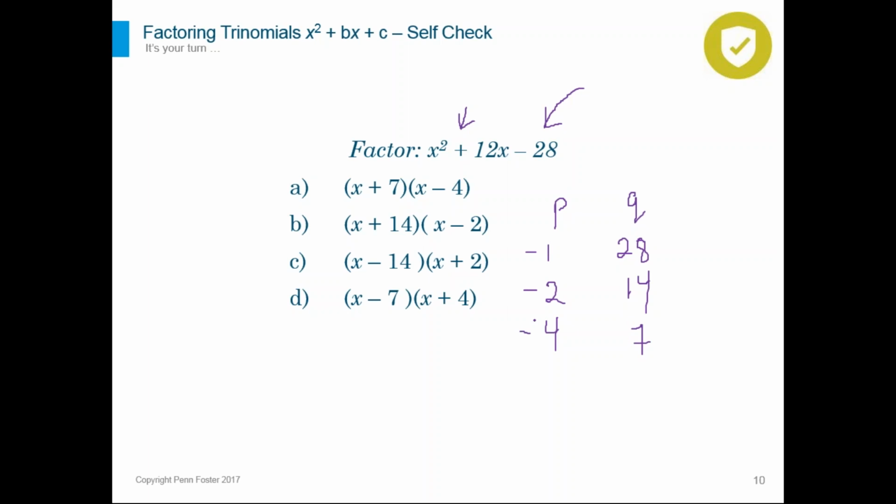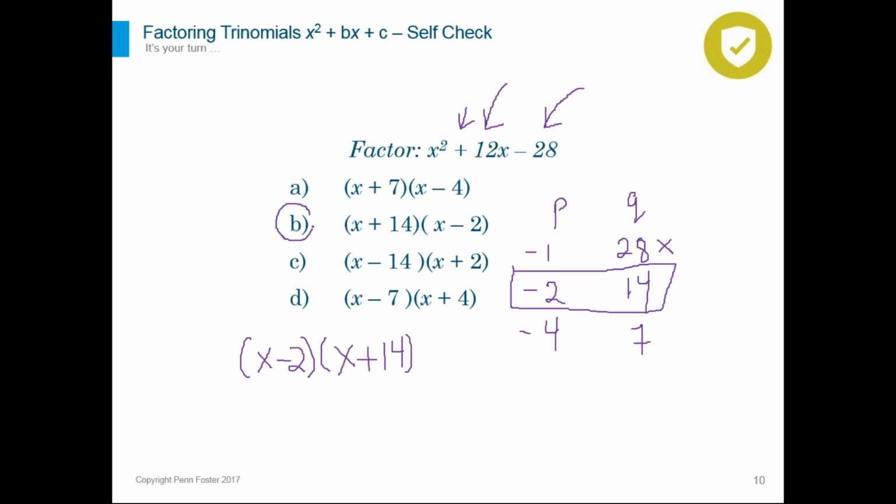Now decide on the set of factors. Which one would work? Well, negative 1 plus 28 is 27. That's not correct. That's not the one I'm looking for. I'm looking for the sum of positive 12. Well, negative 2 plus 14 is positive 12. Then I'm going to write out my factors for this trinomial as x minus 2 times x plus 14. Then the right answer for that would be B. B is the correct answer.